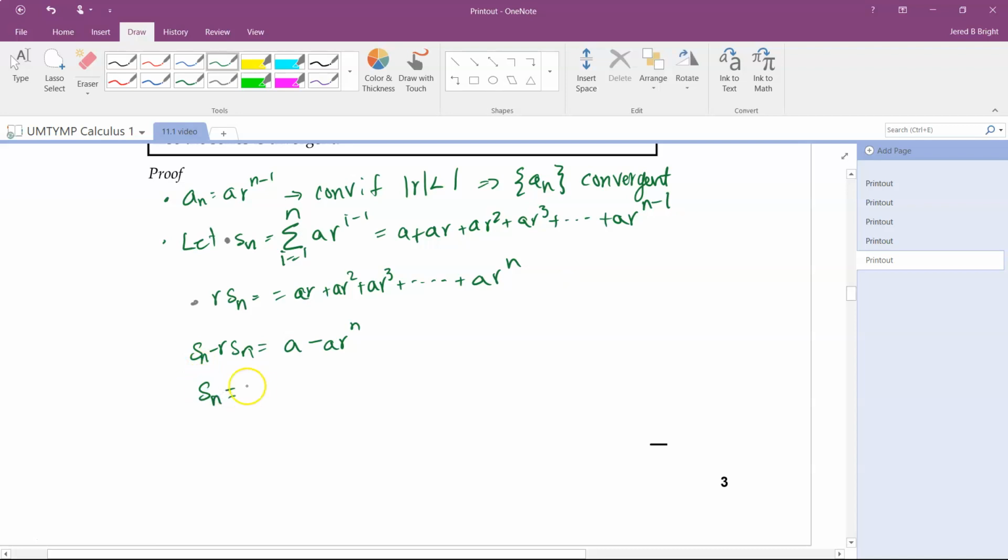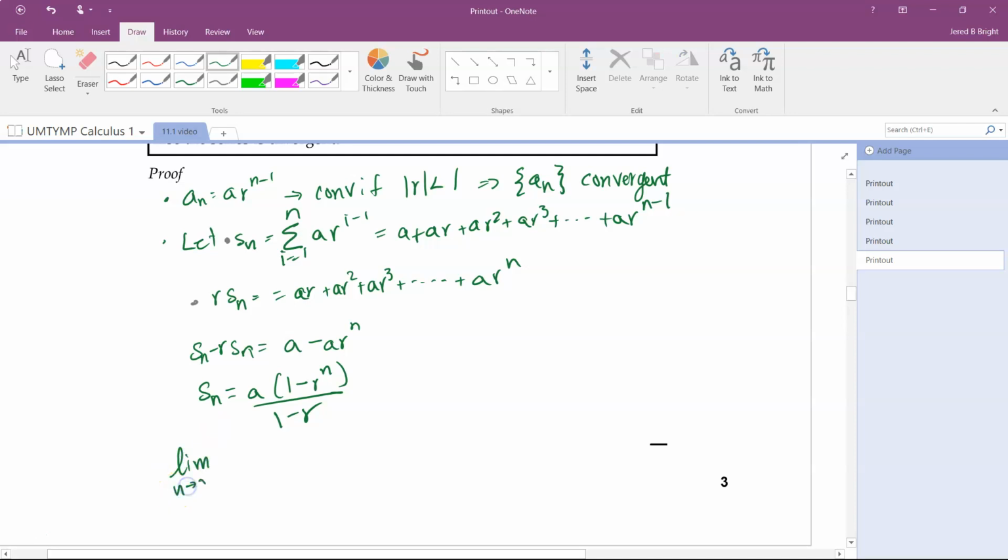Then if I do a little bit of algebra, we can factor out an Sn, and then divide. So we can write this as a, and then factoring the numerator, a times 1 minus r to the n over 1 minus r. That's your formula for a finite geometric series. Oh, look. Okay, and now I just need to take the limit of this.